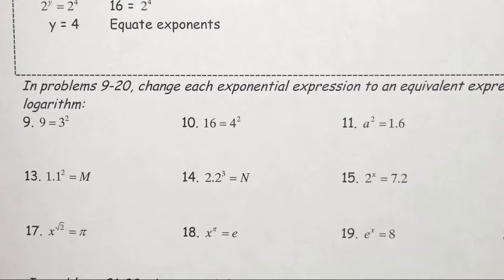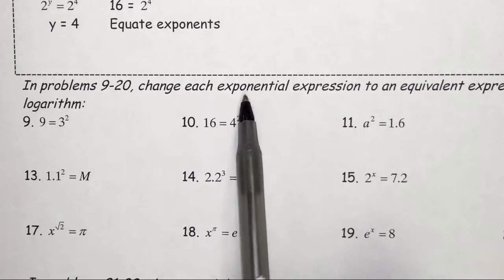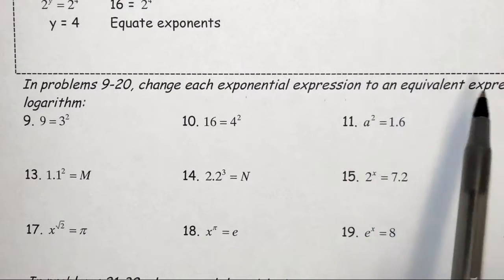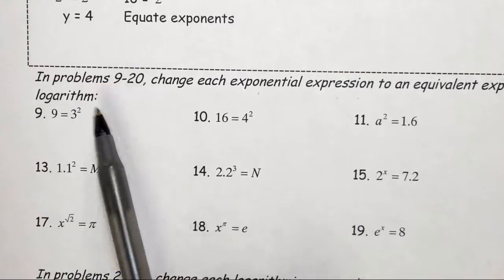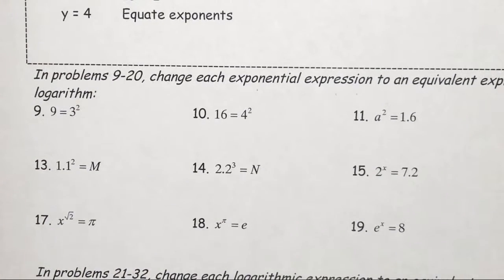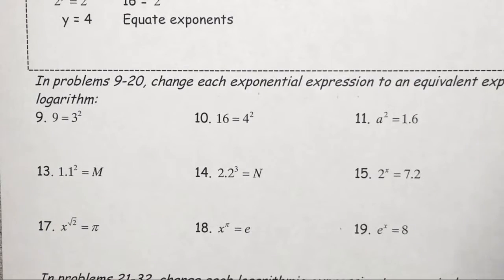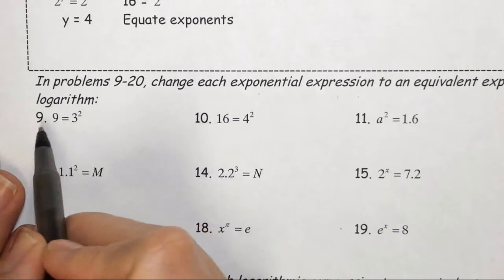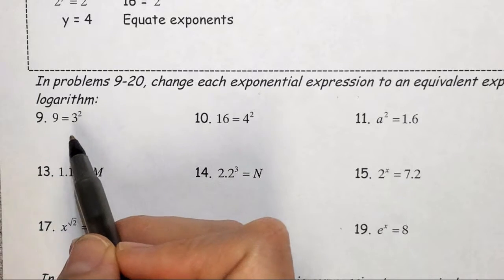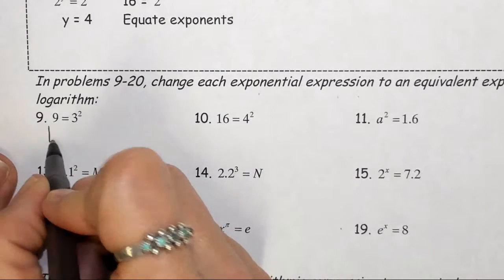On 9 through 20, the directions say, change each exponential expression to an equivalent expression involving a logarithm. So all of these problems are going to have the word log or ln in them. So we're going to start off with number 9. There is not an E anywhere in this problem. So do I want to use the word log or ln? Log. So go right log.